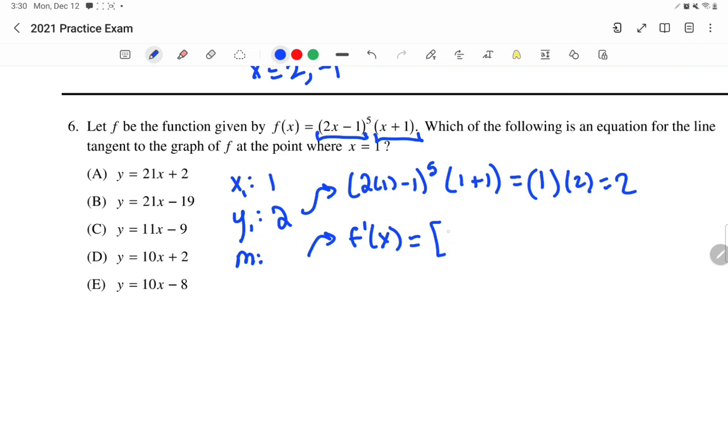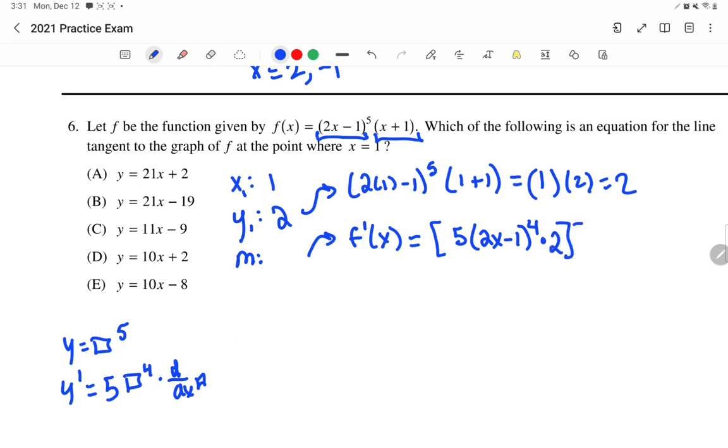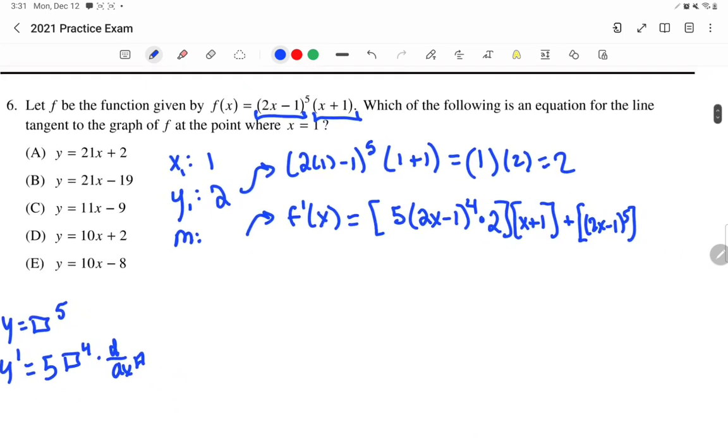So the first one is kind of like having box to the fifth, right? If I have y equals box to the fifth, y prime is 5 box to the fourth times the derivative of the box. So this is going to be 5 times 2x minus 1 to the fourth times 2. And then we're going to leave x plus 1 alone. Then plus, now we're going to leave 2x minus 1 to the fifth alone, times the derivative of x plus 1, which is just going to be 1.